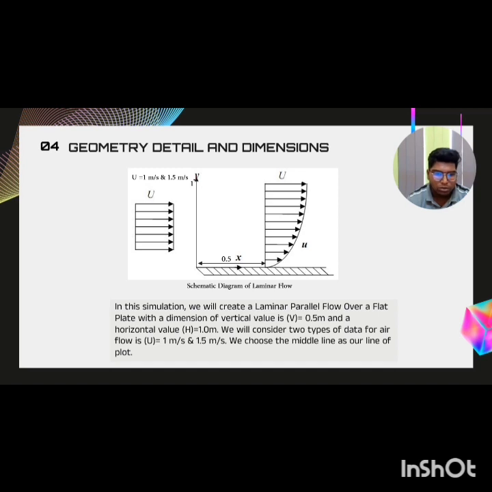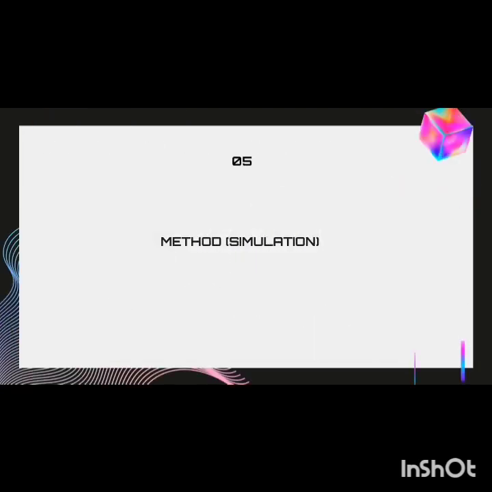The arrow shows the velocity profile of the air as it moves over the plate, with U infinity representing the free stream velocity above the boundary layer and U showing the velocity at various points within the boundary layer. Our focus for data analysis will be along the middle line of the plate, as this is where we expect to see critical characteristics of the flow that are representative of the overall behavior.